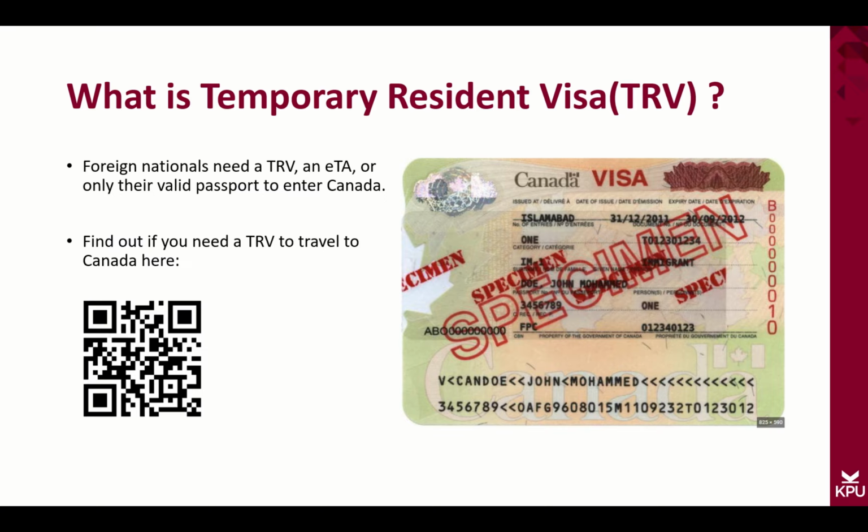A Temporary Resident Visa, also referred to as a visitor's visa or entry visa, is a document that is placed in your passport and is used to enter or re-enter Canada. Only certain foreign nationals from visa requiring countries require a TRV to enter Canada. Others might use an electronic travel authorization or merely their valid passport. Find out if you need a temporary resident visa to travel to Canada by visiting the IRCC webpage through the QR code.